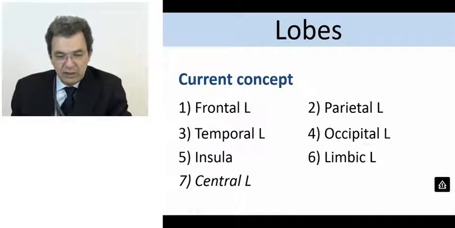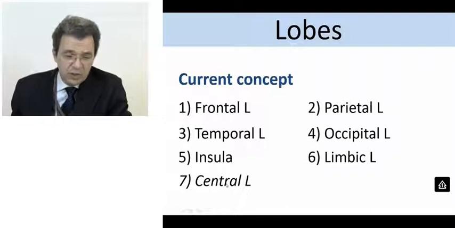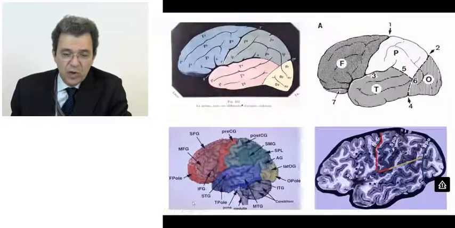In the late 90s, Yaşargil suggested to take the precentral gyrus of the frontal lobe and the postcentral gyrus of the parietal lobe and take them together to form the so-called central lobe. It's a very good suggestion from an anatomical and physiological point of view, but it was not taken up, and the division stays that we have 6 lobes per hemisphere.